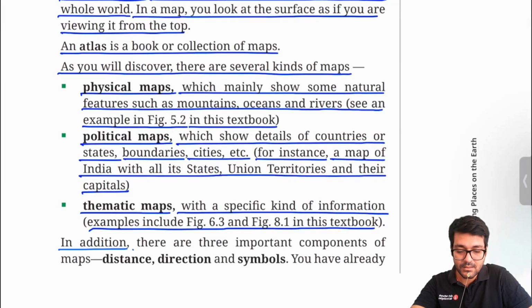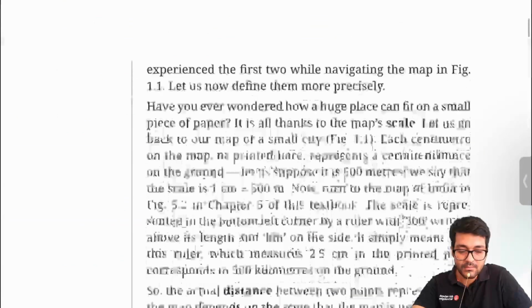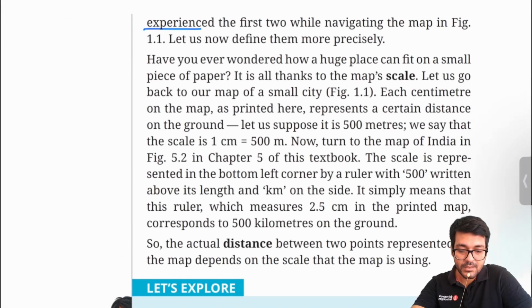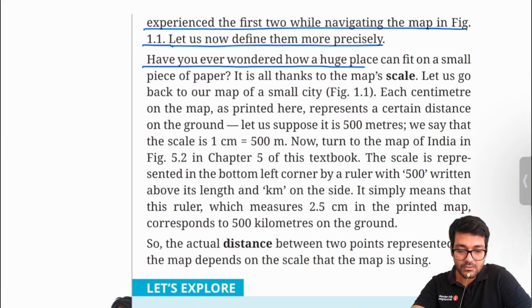In addition, there are three important components of maps that are distance, direction, and symbols. You have already experienced the first two while navigating the map in Figure 1.1. Let us now define them more precisely. Have you ever wondered how a huge place can fit on a small piece of paper? It is all thanks to the map's scale.